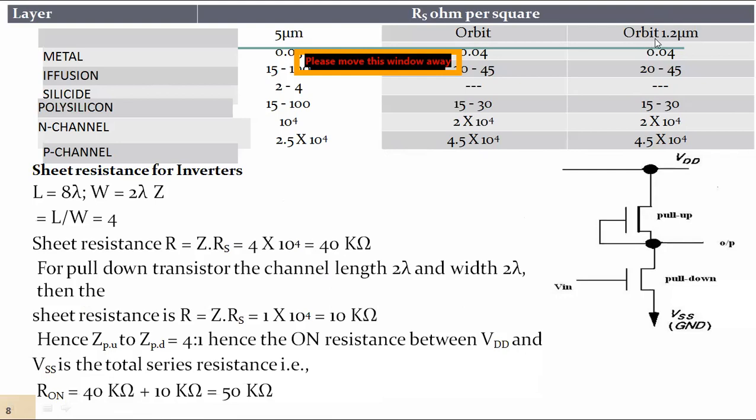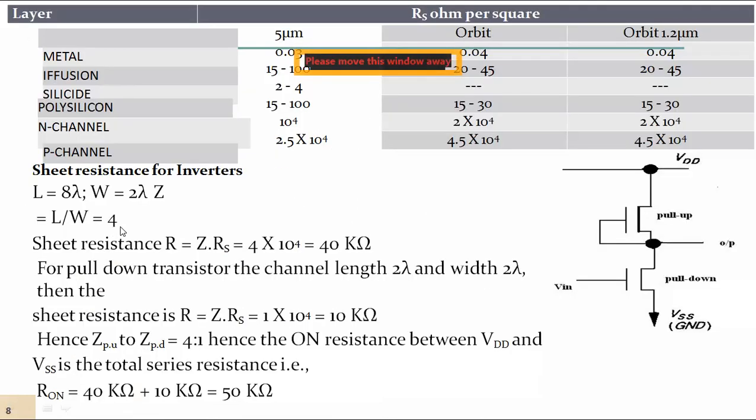Okay, these are the values for the 2 micrometer technology, and next is 1.2 micrometer. These are the 3 technologies for designing. Okay, next we'll go to the sheet resistance for an inverter. Sheet resistance for an inverter.